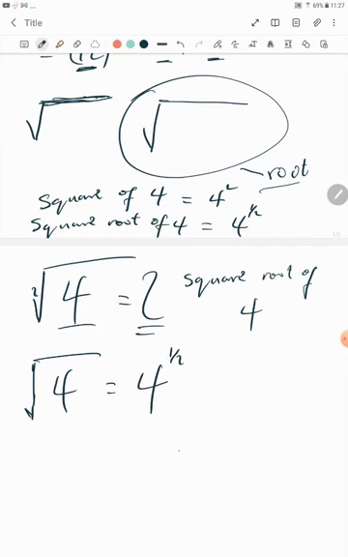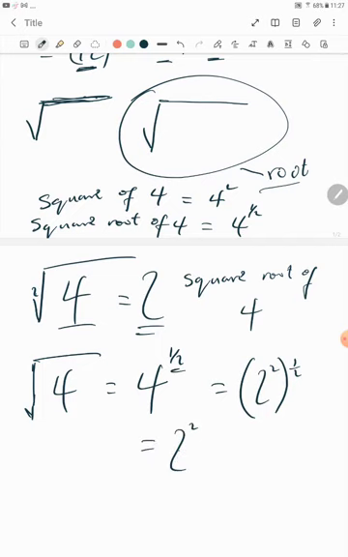Because square root of 4 means 4 raised to the power of half. And then let's look at this, our 4. We can write this 4 in index form as 2 raised to the power of 2. Then because of this half that we have here, you can now see that it will be 2 raised to the power of 2.